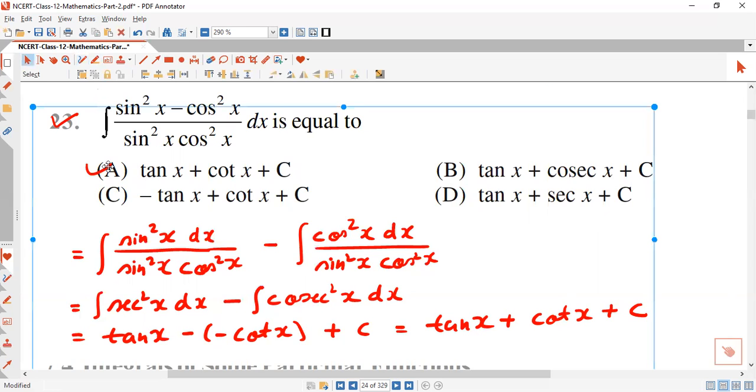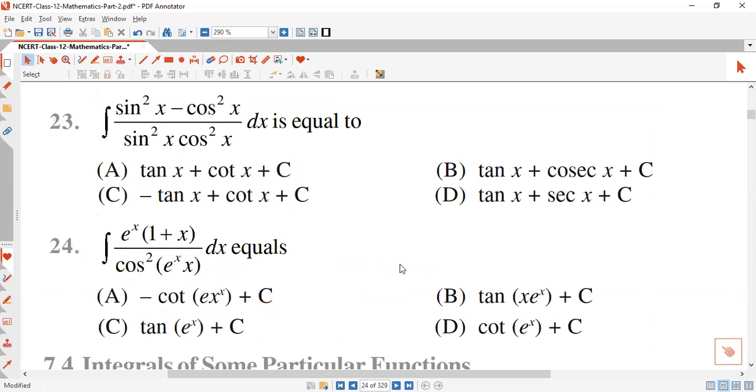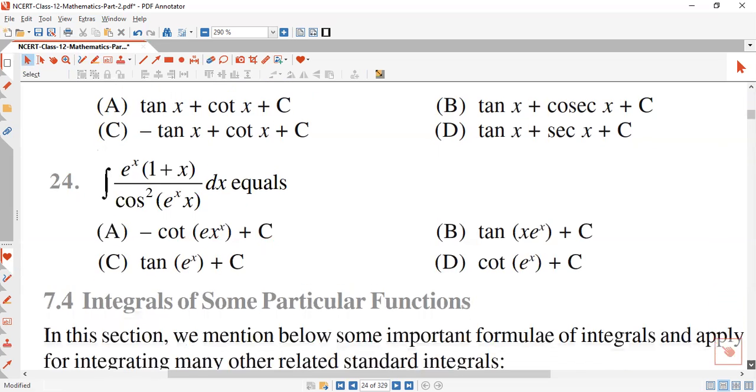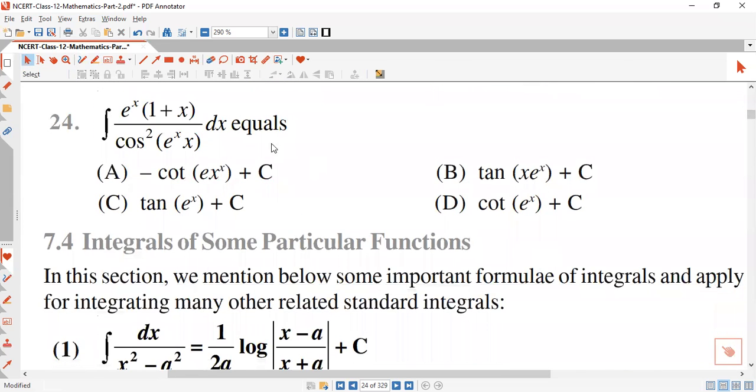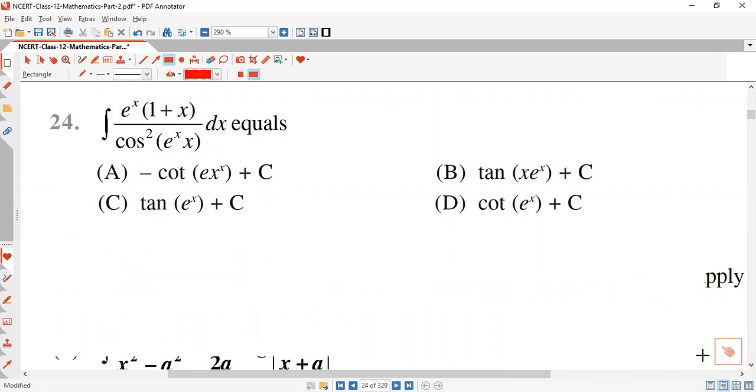Now we will do question number 24. The integrand is e raised to x, upon cos square of x e raised to x. You see what is the catch here? Take x e raised to x as t. Put x e raised to x equal to t. What are you getting? Differentiate this one.